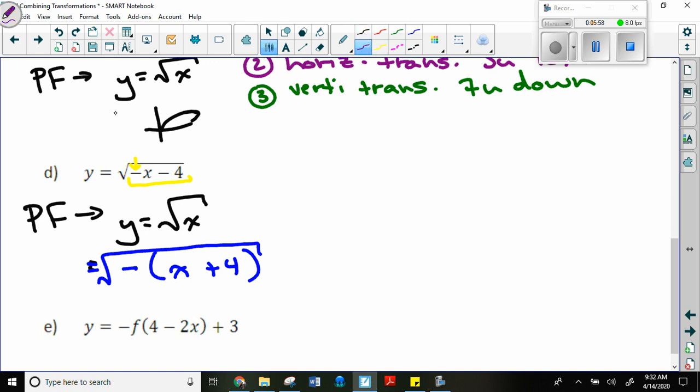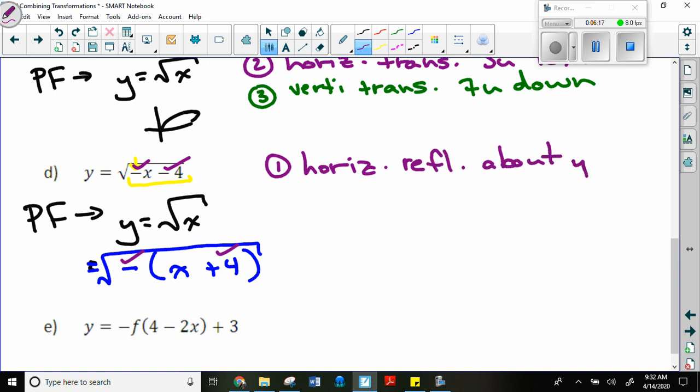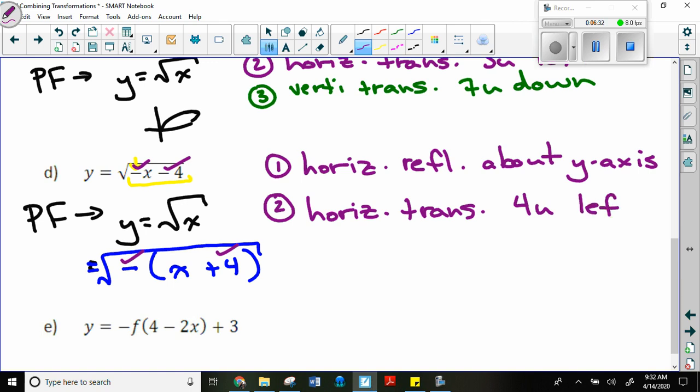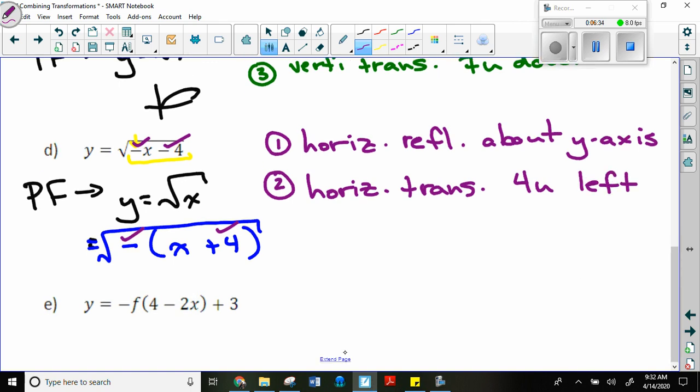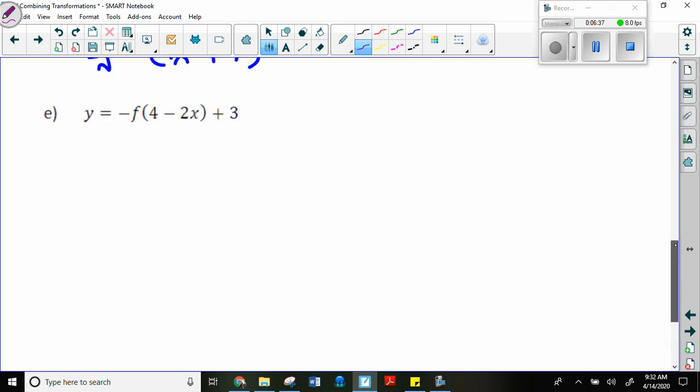Okay, both of the transformations for this one happen inside the relationship, but I'm going to go from this way of writing it because then I can read what my two transformations are. So horizontal reflection about the y-axis, we would multiply our x values by -1. And then our second transformation is a horizontal translation, 4 units. If it's +4, we're doing opposite, left. Nice.